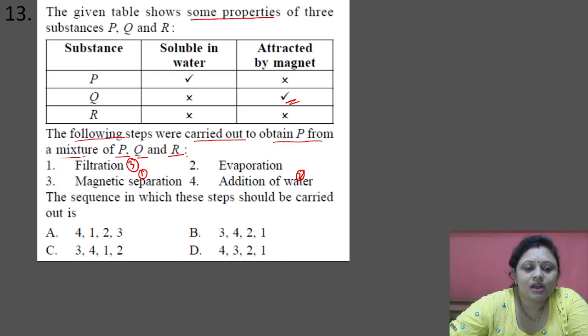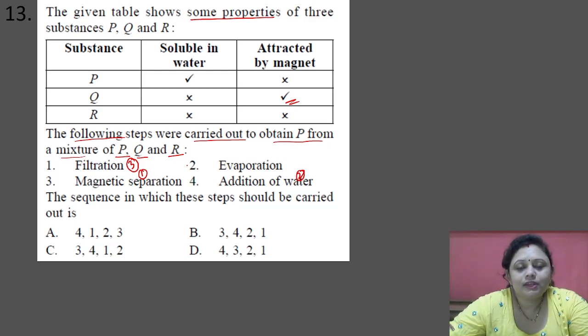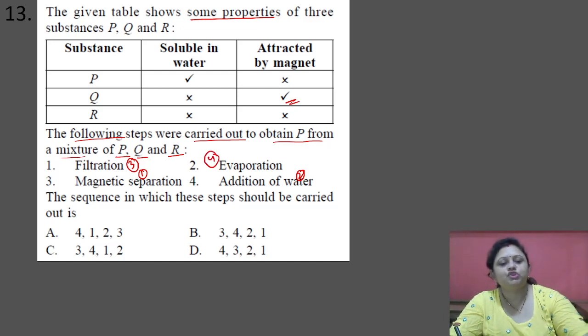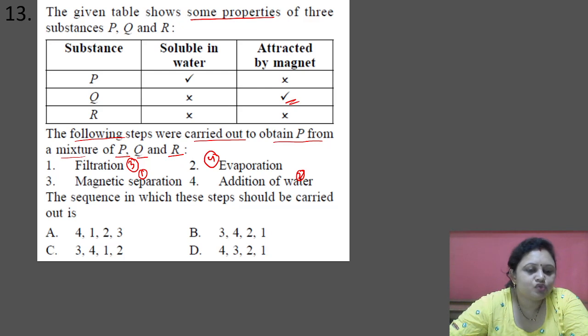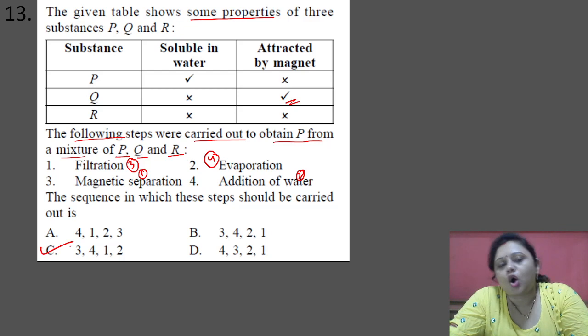After filtration, what will happen? R, which is not soluble in water, will be separated and we will be left with the solution, that is water and P. Now, how to separate P from water? For that, we need to follow evaporation. If we evaporate, then water will be evaporated and we will be left with P. So the last one is evaporation. So what is the correct sequence? First magnetic separation, then addition of water, filtration and evaporation. So that is 3, 4, 1, 2 which is present in option C.